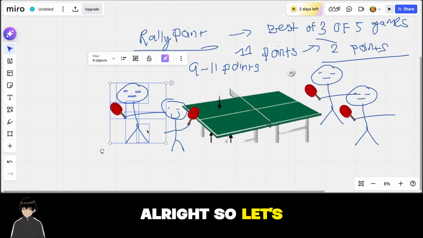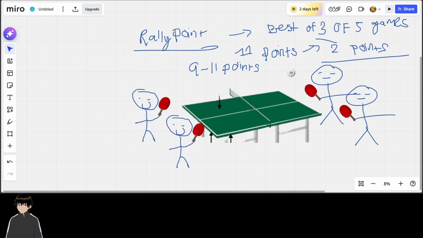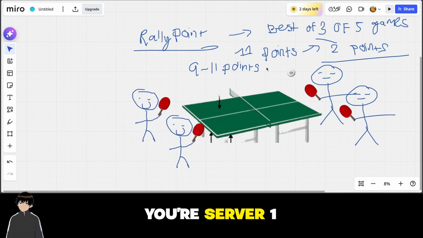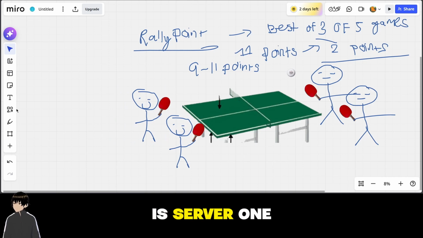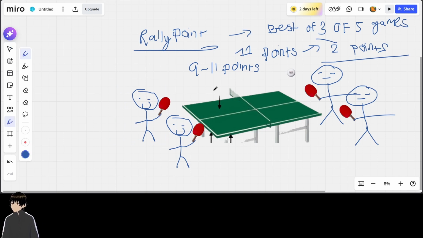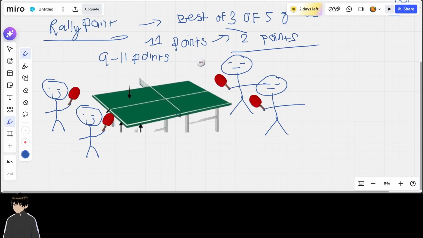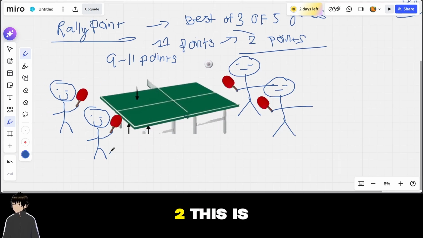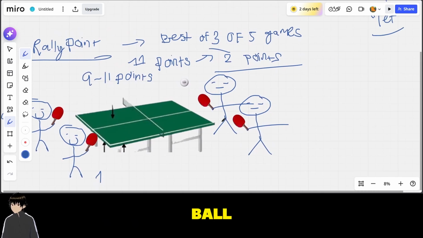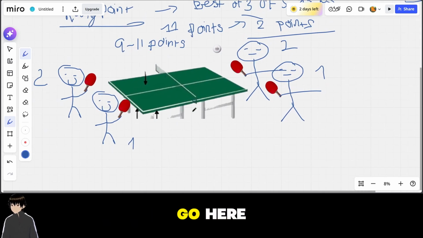All right, so let's say you have this kind of dilemma. This is server one. This is server two. This is receiver one. This is receiver two. So let's say you serve the ball. The ball should go here. It should go here to receiver two.